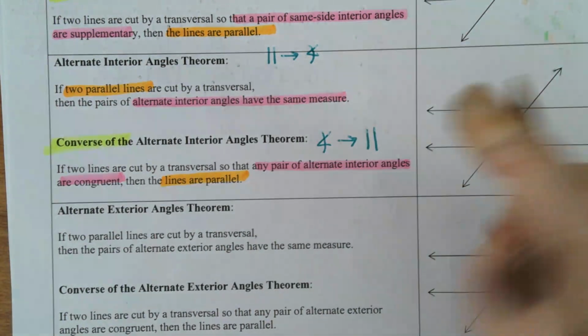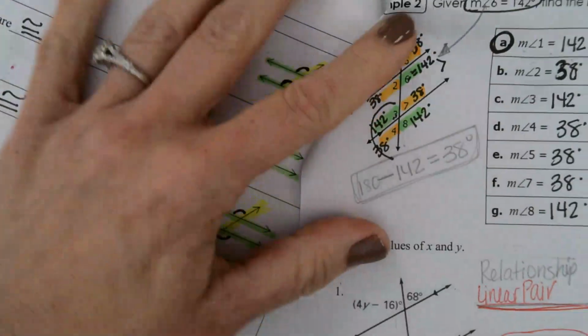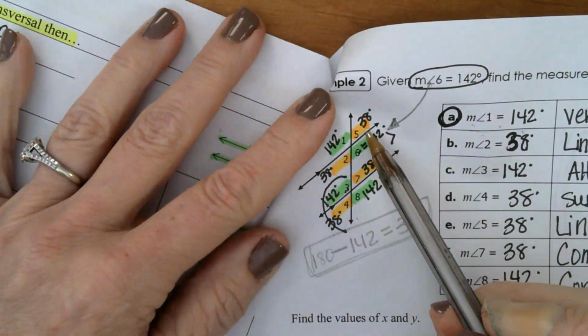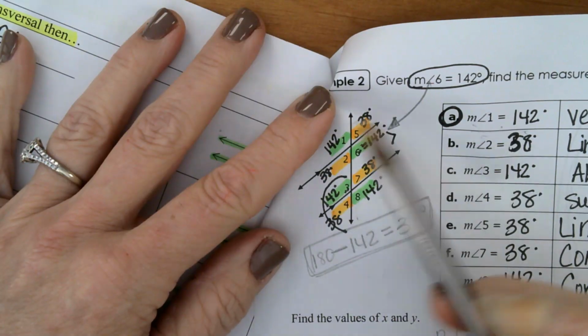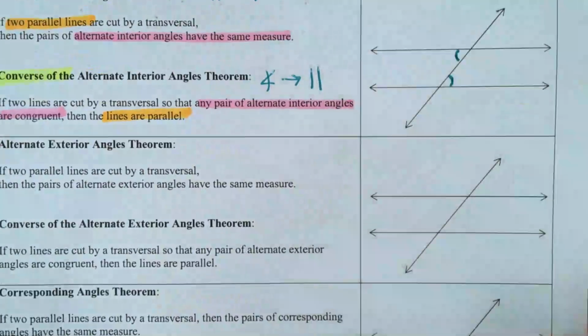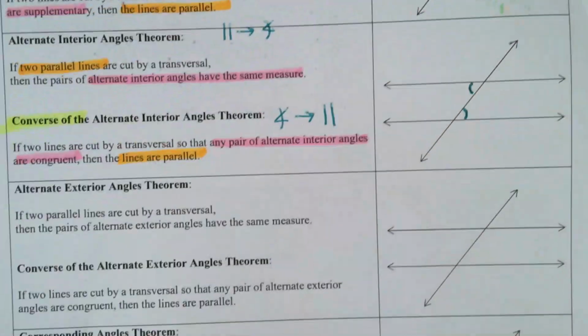I don't have any numbers on here, but do you remember when we did this and we put all the numbers in and we showed that there's only two numbers? All the acute angles were the same and all the obtuse angles were the same. So that kind of comes into play.